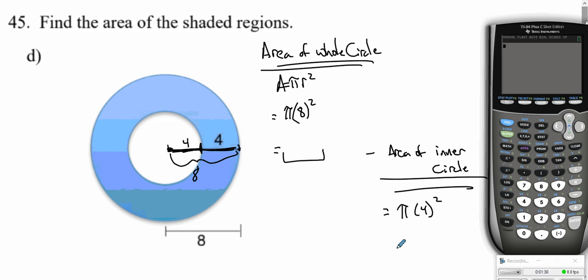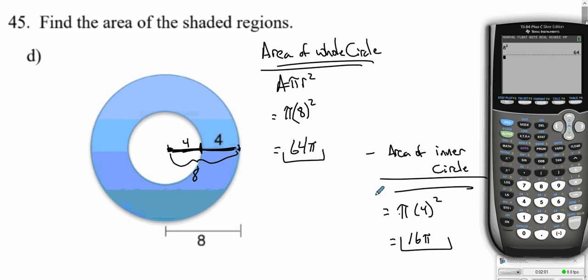Now, I'm going to leave pi as pi until the end. If I have more than one pi in my question, I leave them as pi. So pi times 8 squared. 8 squared is 64, in case you didn't know. Use your calculator. So pi times 8 squared would be 64 pi. 4 squared is 16. 4 times 4 is 16. So pi times 4 squared would be 16 pi.